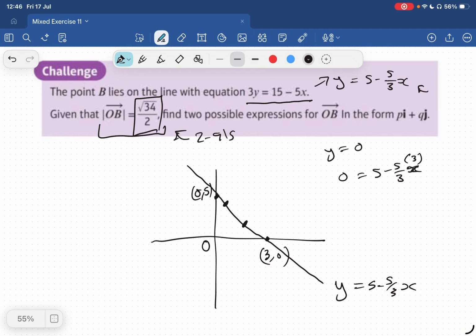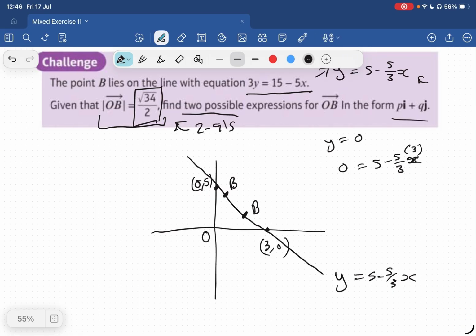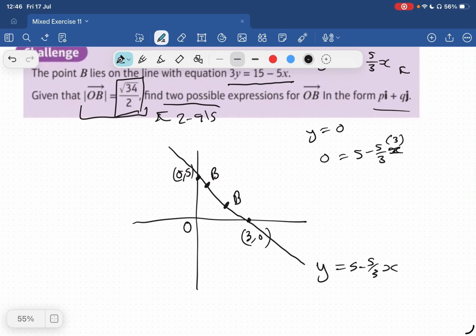So let's label this our origin. These are our two possible point B's. We need to find possible expressions for OB, two possible expressions, in the form of r, i's and j's. So we've got O to B. Let's draw out that vector, O to B, and we know that length is square root of 34 over 2.